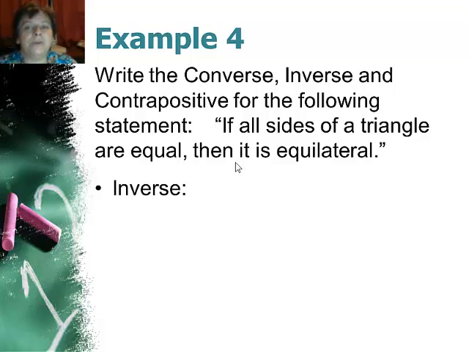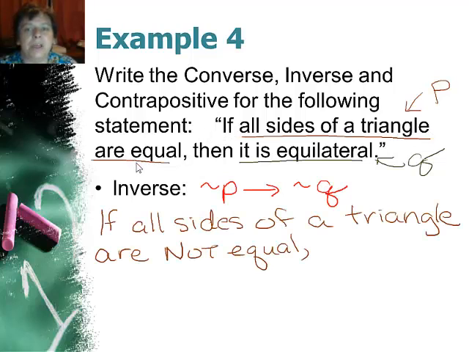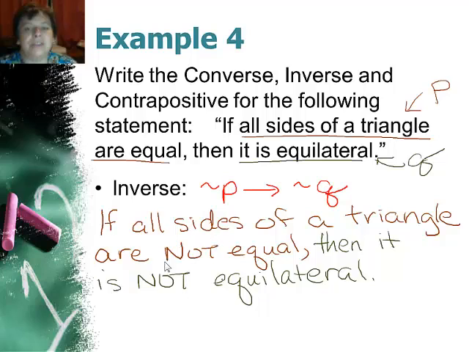For the inverse, again, we still have the same hypothesis and conclusion. The inverse says not P, then not Q. So I'm going to take this part here, which is the P, and put a not in it. If all sides of a triangle are not equal, then it is not equilateral. Notice how the not goes in both parts. Order stayed the same.